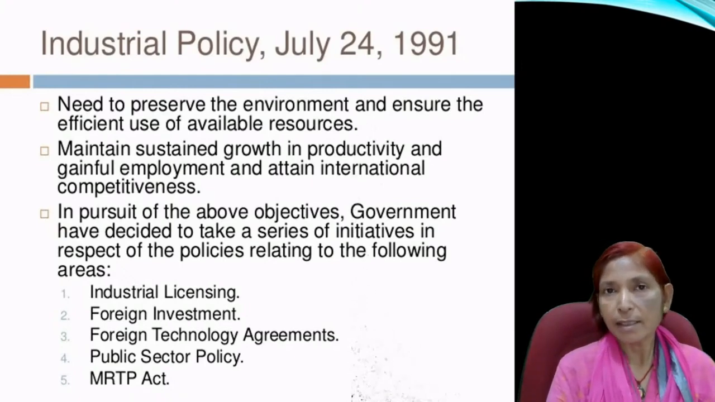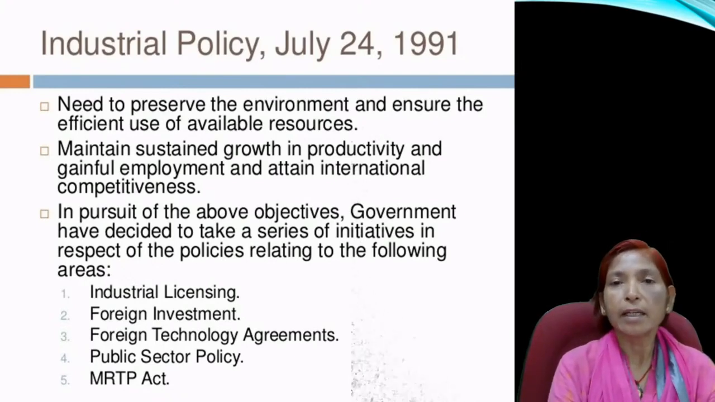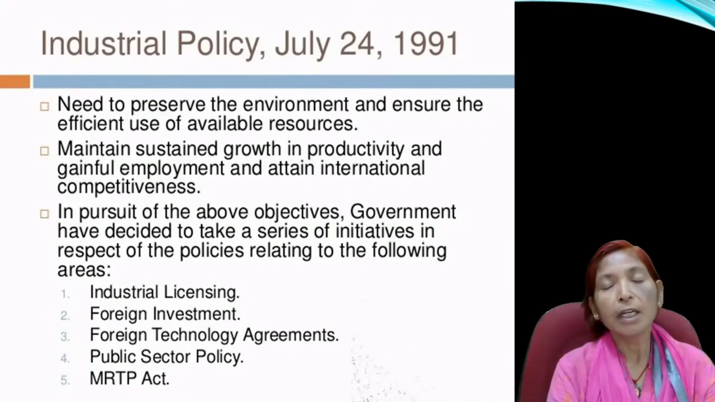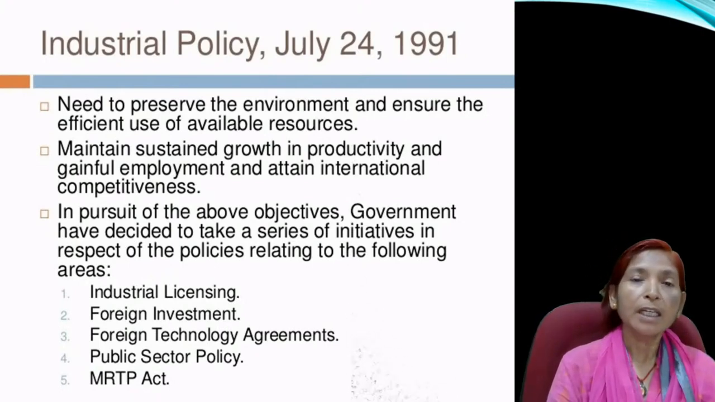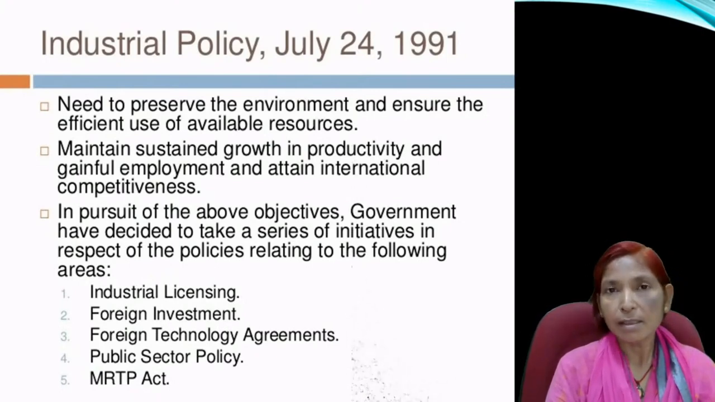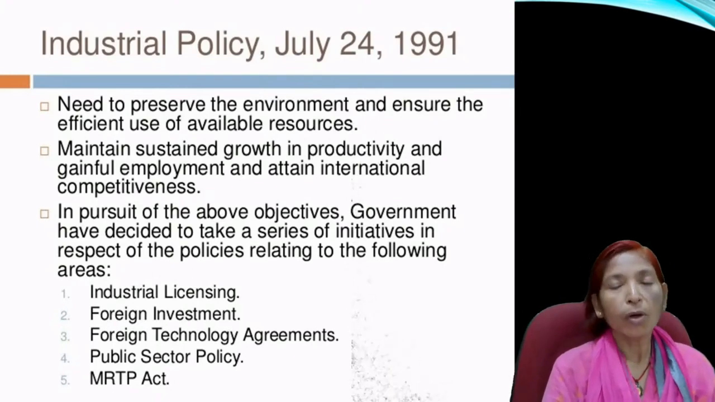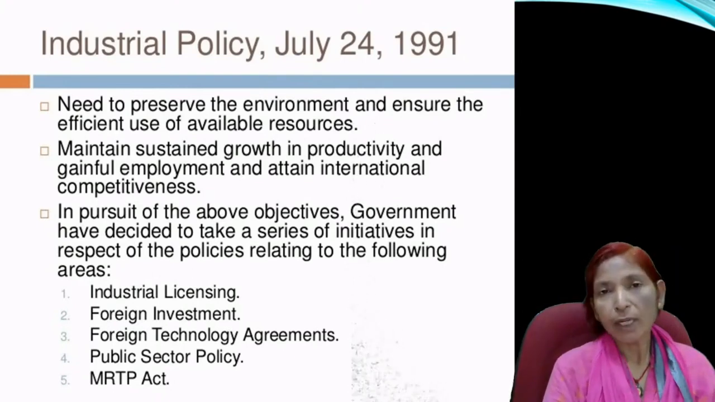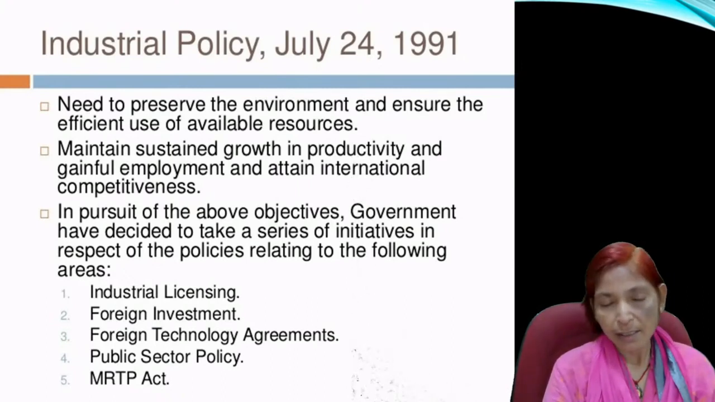One is industrial licensing. In this industrial policy of July 1991, first of all, the industrial licensing system was modified. Earlier, 18 industries were compulsorily required to take a license before beginning, but in this 1991 policy only 5 industries must take a license. The rest don't need any license.